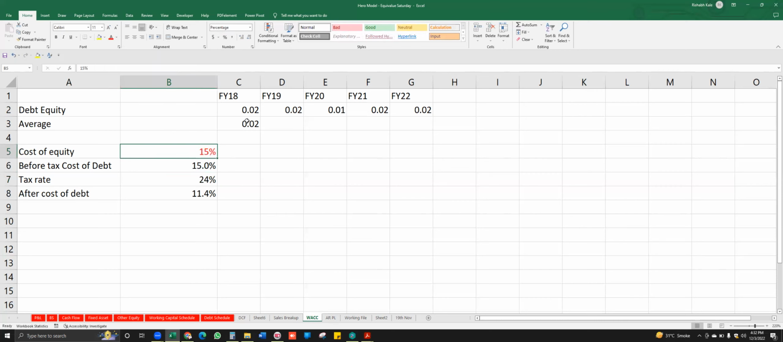Let us also assume this. See now, this you can take historical also, or going ahead if the company says that we want to maintain our debt to equity at 0.1. This is usually given in the annual report in the capital structure, that they need to increase debt or decrease debt.